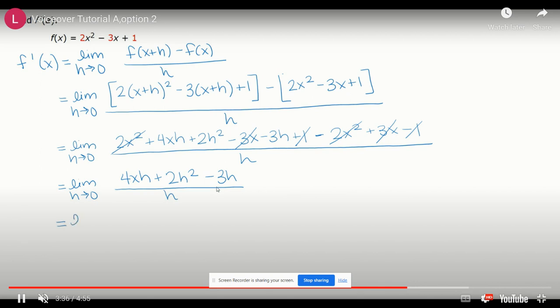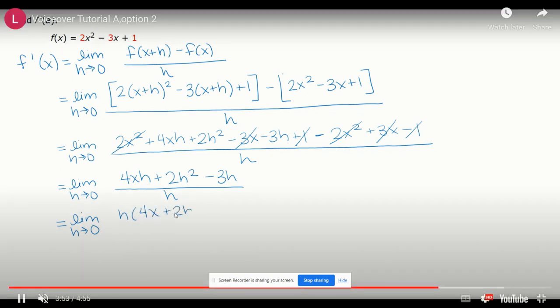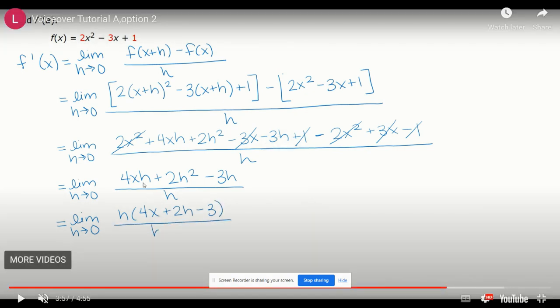Then you're still dividing over h, and the next thing you do after this, you see the h's, you want to take out the h's, right? So you're trying to basically eliminate h from the whole problem. So you take it out, and then 4x plus 2h minus 3. So all they did was just take out the h's and put them right over here to the left.